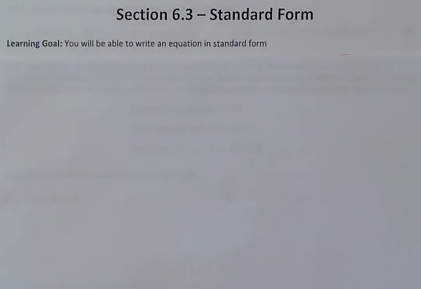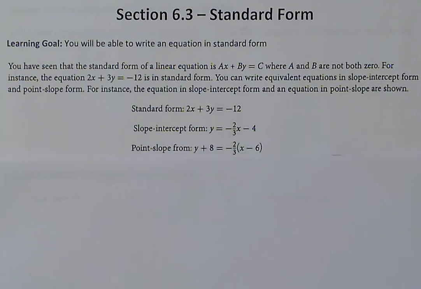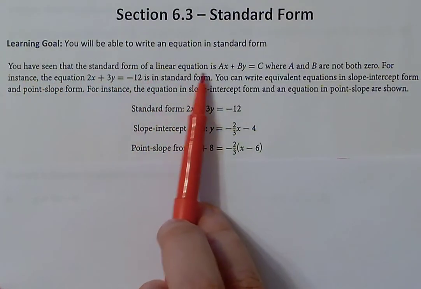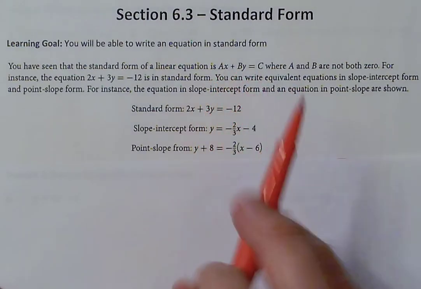So we're going to take a look at standard form, and then we're going to run through how to write an equation in standard form. And then we'll just briefly touch on how to graph it. Okay, so for standard form, we have talked about standard form before when we looked at section 5.2 on using the intercepts. So we have seen the standard form of an equation is ax plus by equals c.